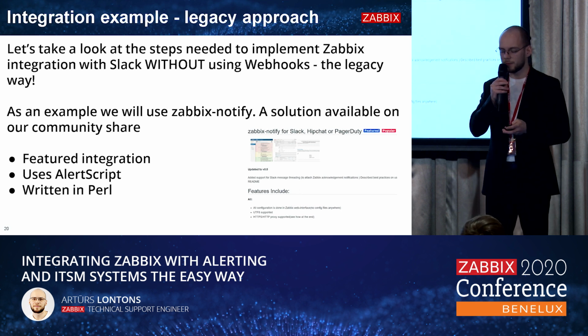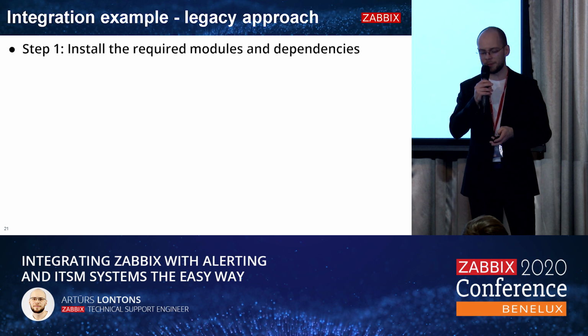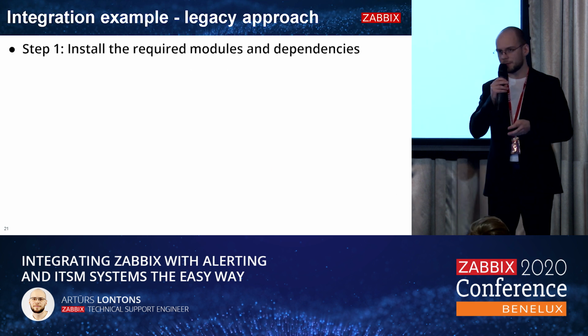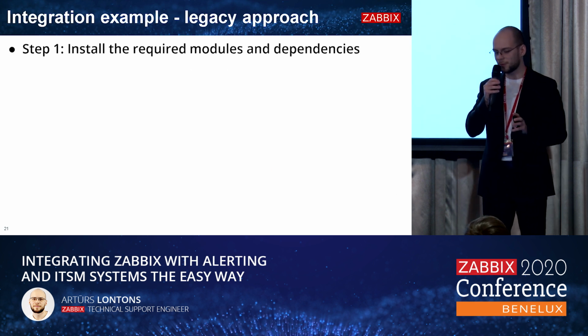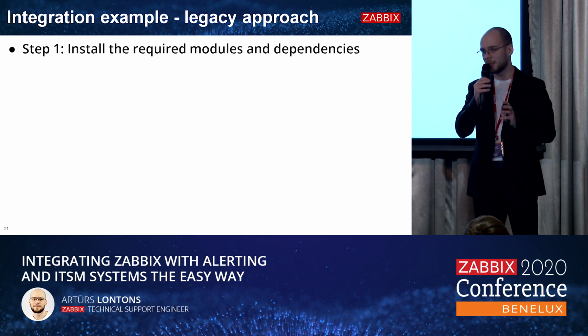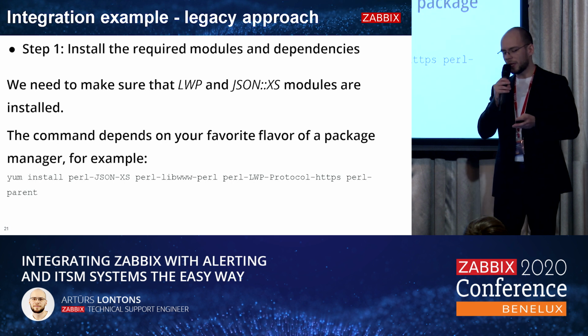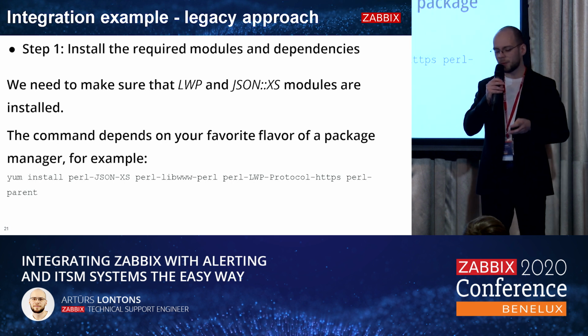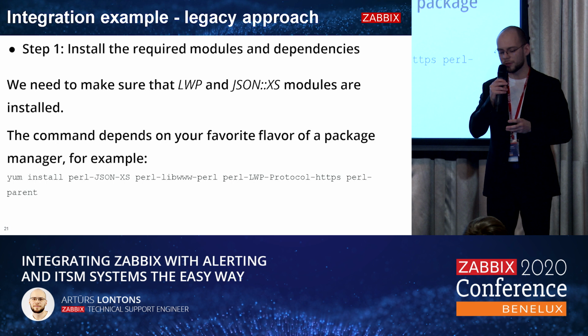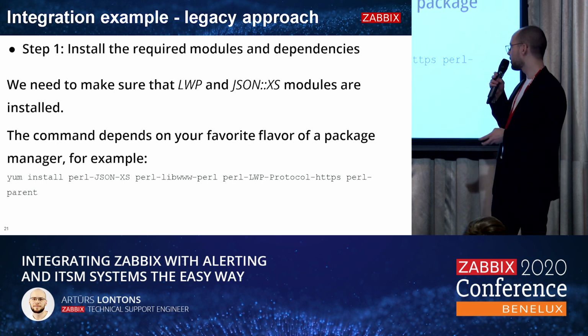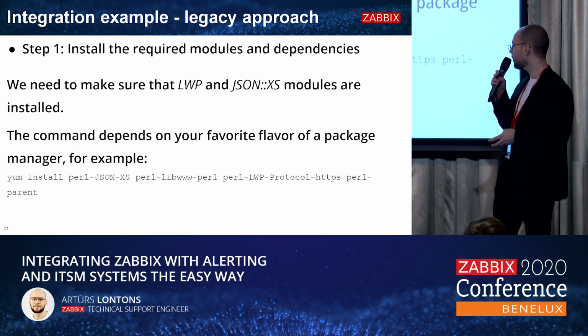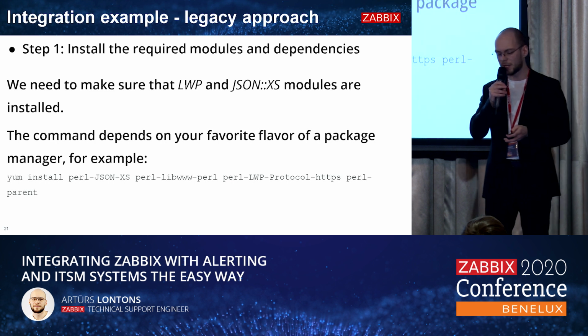So let's do a step-by-step setup of it. First, already, this is outside of Zabbix. We have to install required modules and dependencies. So we have to open our terminal window and do it. We need to make sure that a couple of dependencies, in this case, LWP and JSON access modules, are installed. Over here, I'm using Yum on my CentOS 7 instance to install them. And on CentOS 7, this was successful, no problem at all. I did it, pretty simple copy-paste from documentation.